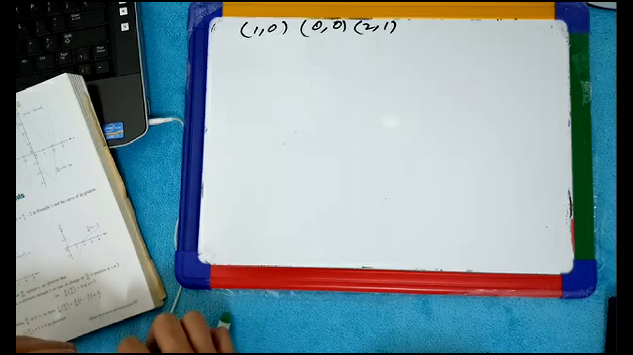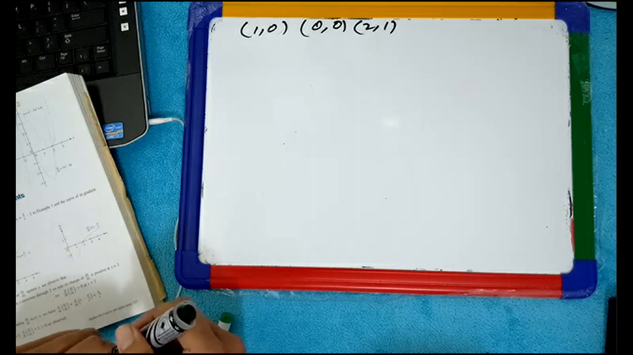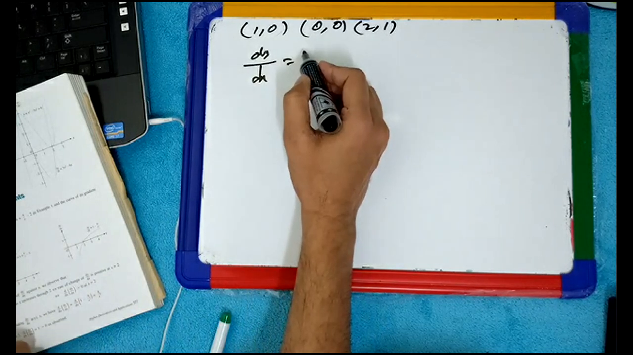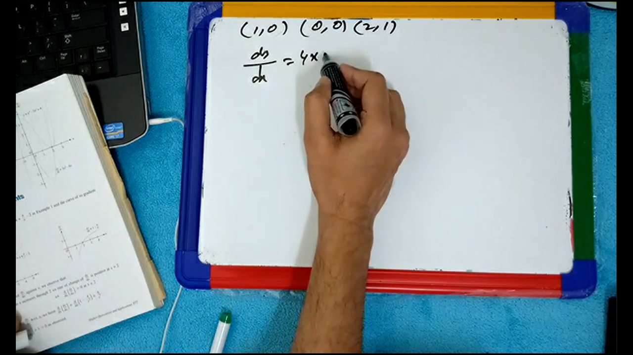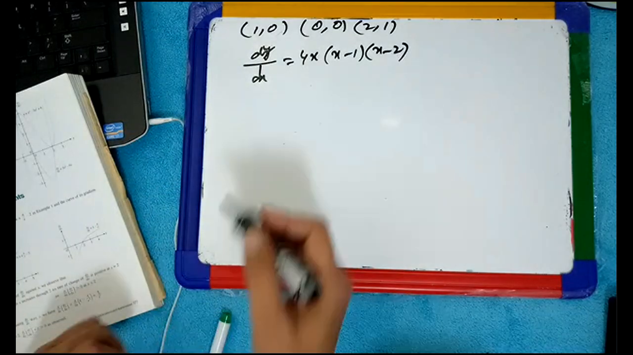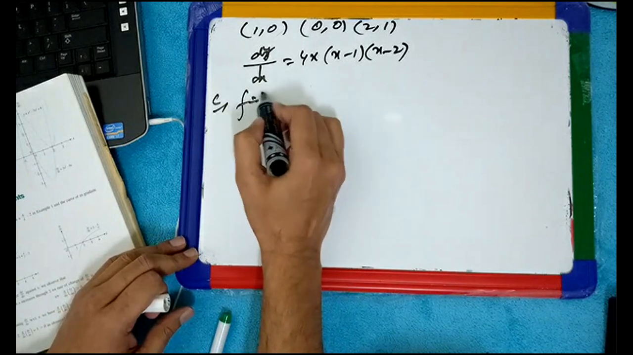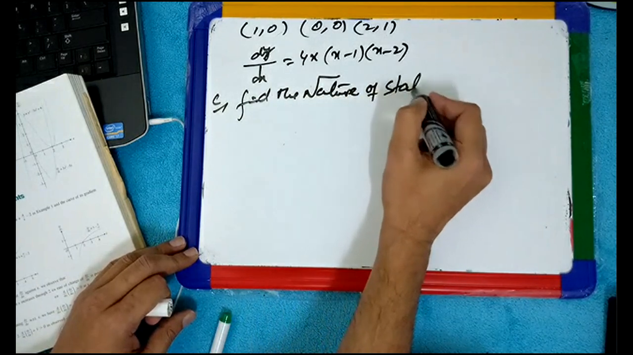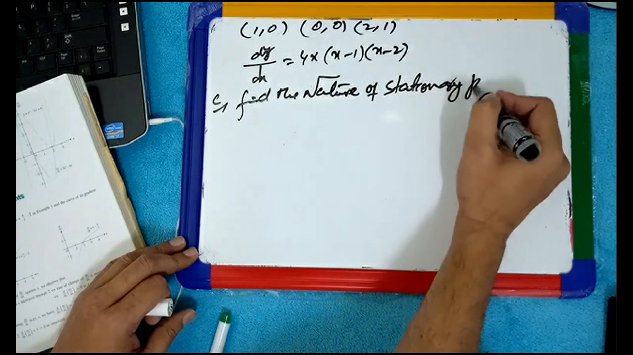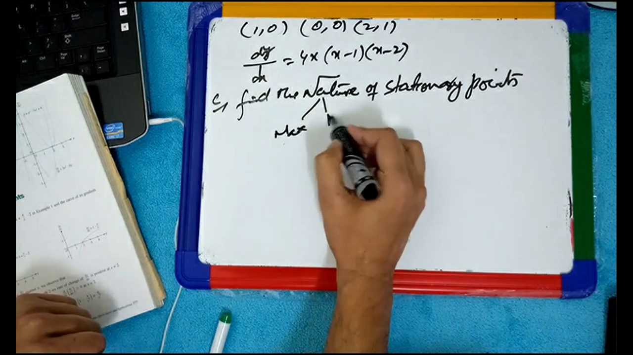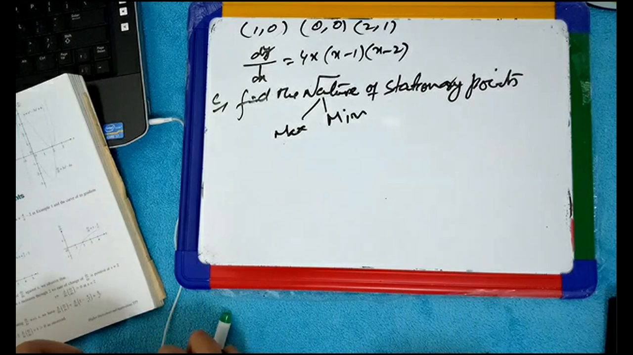So they said, for the stationary points, find out the nature of the stationary point. Your equation was this one, and the derivative was 4x(x minus 1)(x minus 2). This was the derivative of this question. So part C says find the nature of the stationary points. Nature means either it will be maximum or minimum. We will discuss this now.